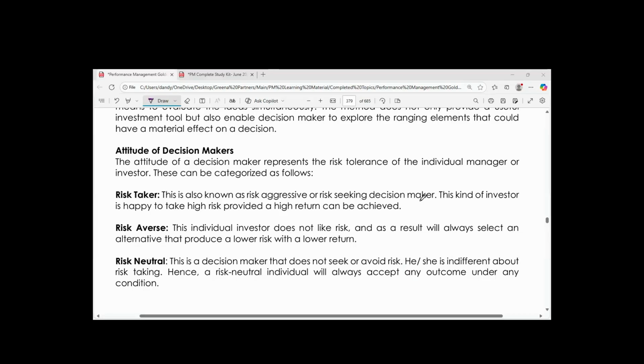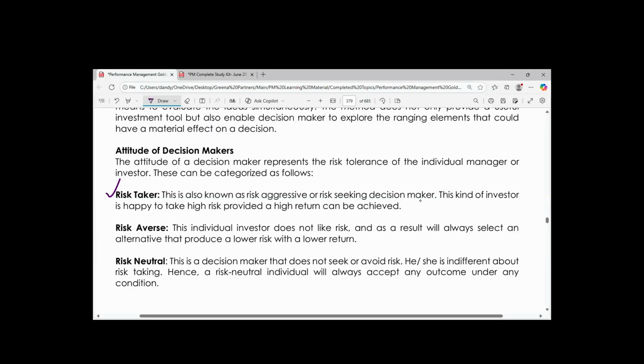The first one is the risk taker. A risk taker is also known as a risk-aggressive investor or a risk-seeking decision maker. This kind of investor is happy to take high risk, provided a high return can be achieved. The higher the return, the higher the risk. So, as a risk taker, I am going to select any alternative that produces the highest expected value, even at the highest risk.